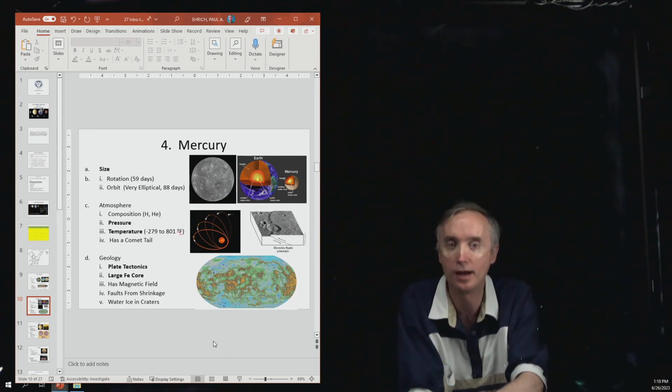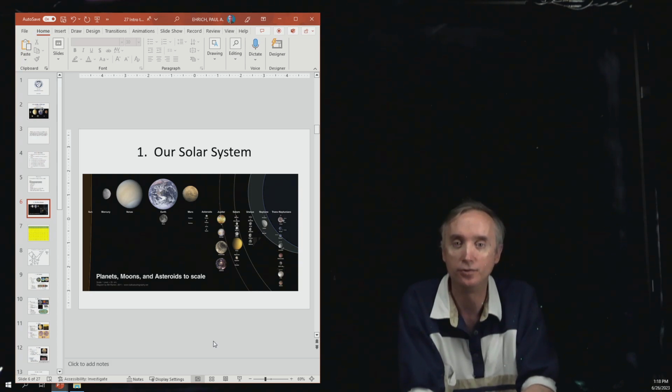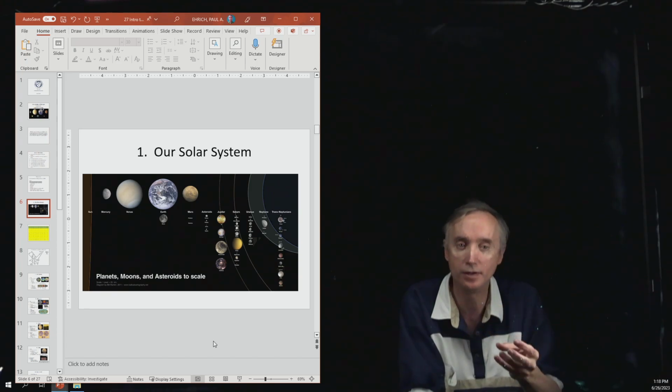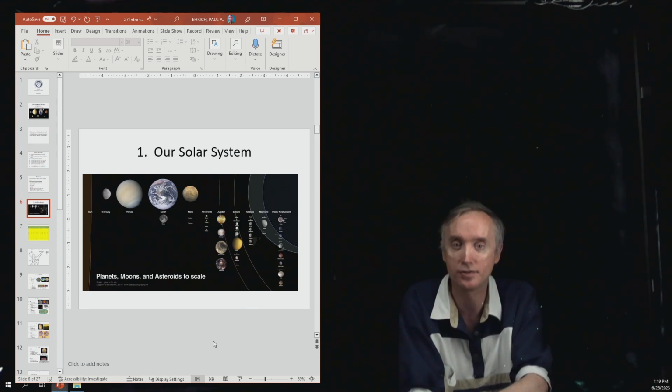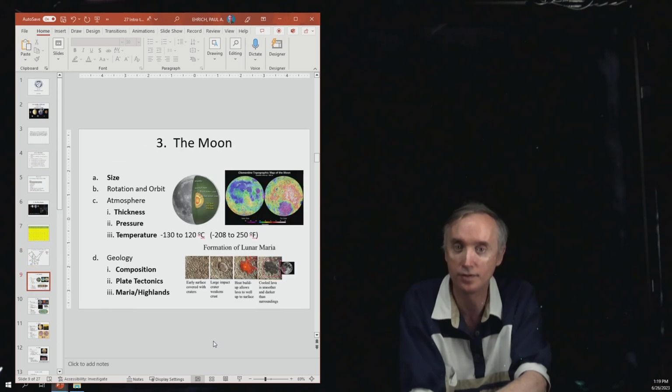So if we go back to this picture here, you can see the size of Mercury, and you notice it is bigger than the moon, but not by much. So it's roughly the same size as the moon, and that's going to give you a clue as to why Mercury ended up the way it did. It's going to have to do with its size.